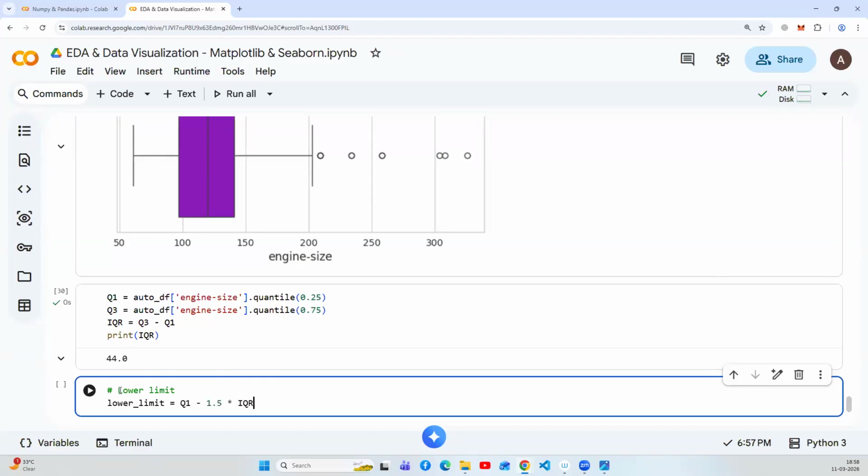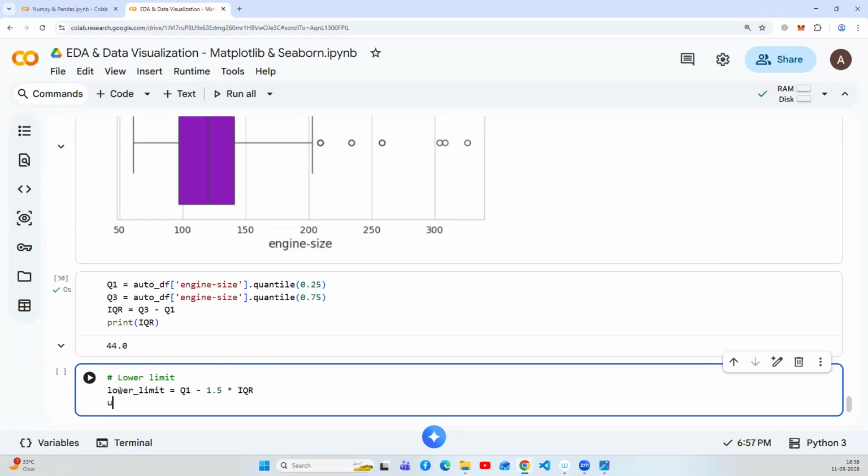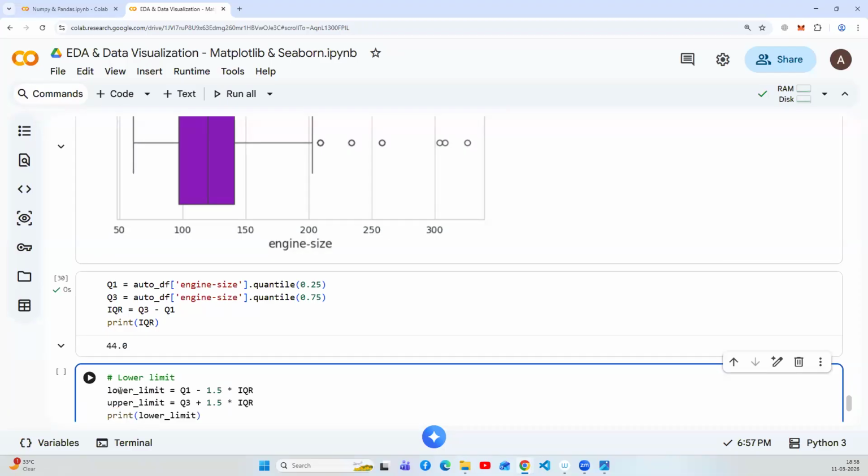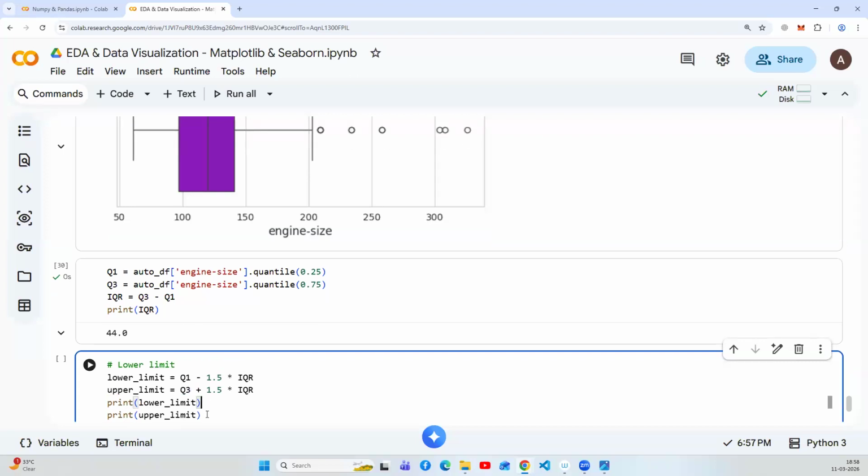This is represented by Q1 minus 1.5 times IQR. Similarly, what is your upper limit? This is represented as Q3 plus 1.5 times IQR. So we go ahead with my lower limit and we go ahead with my upper limit.